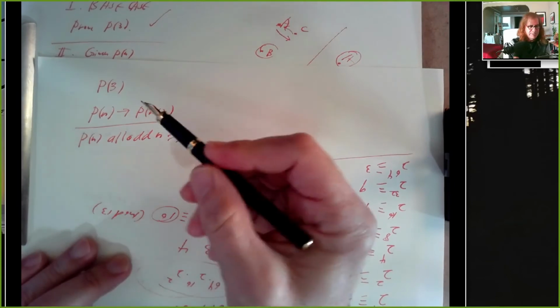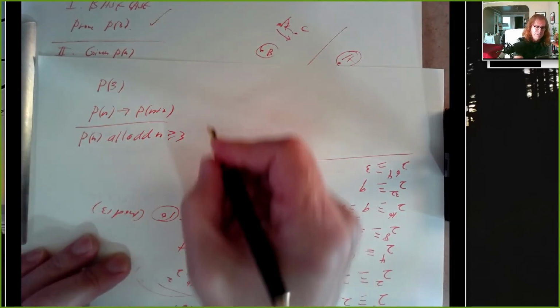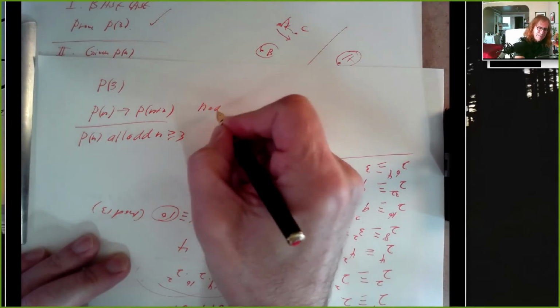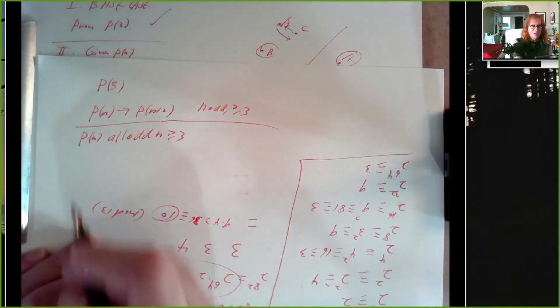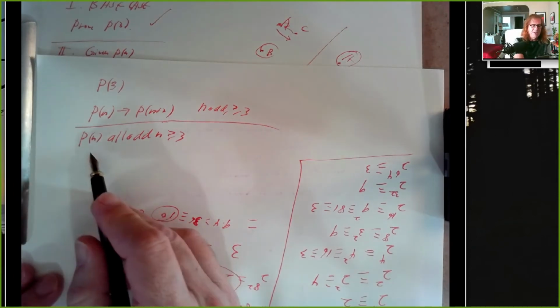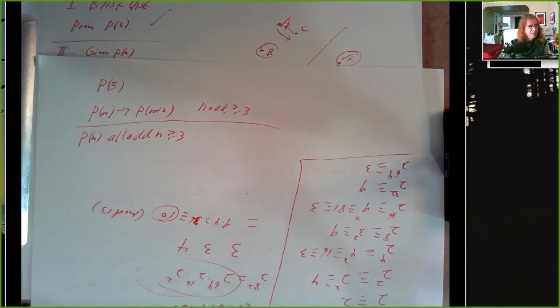We're going to show that P of 3 is true, and we're going to show Pn implies Pn plus 2, where n is odd and greater than or equal to 3. And then we're going to be able to conclude P of n is true for all n which are odd and bigger than or equal to 3. And the way this works is exactly the same as when we first started in induction.